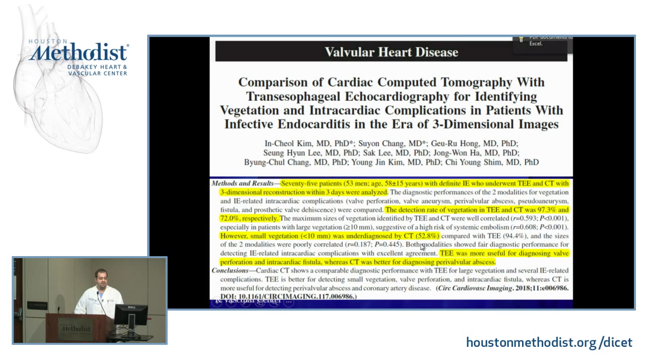If you look at how well each modality does in diagnosing complications of endocarditis, TEE was more useful than CT for valve perforations, as we understand, because of the spatial resolution, and for intracardiac fistula, because we do not have hemodynamics on CT as we do on TEE with color Doppler, while CT was better in diagnosing perivalvular abscesses.